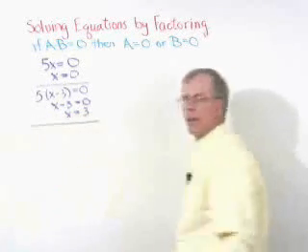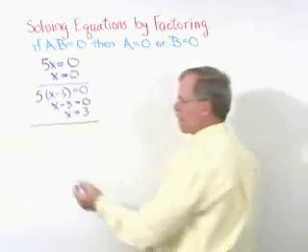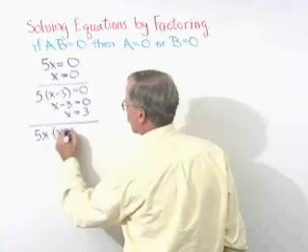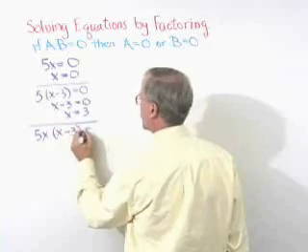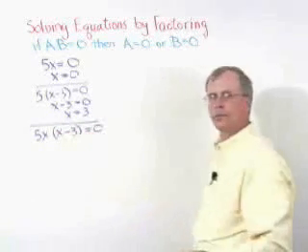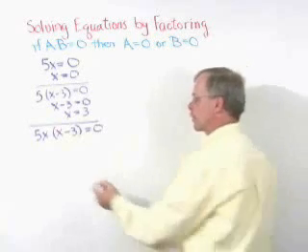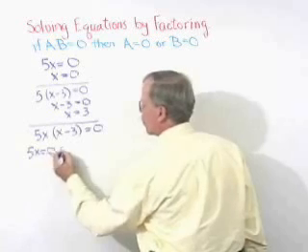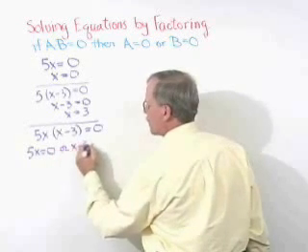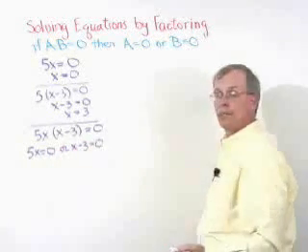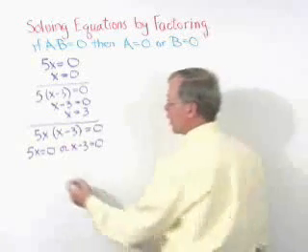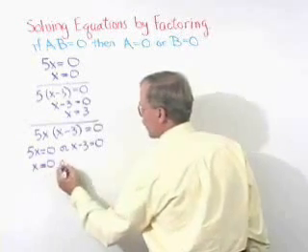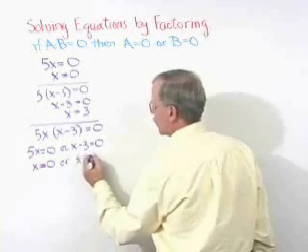Well, we also might have 5x times (x minus 3) equals 0. Now we have two factors, and we know that either 5x equals 0 or x minus 3 equals 0. And we've seen both of those factors before. We know that this means that x equals 0, and we know that this means x could be 3.